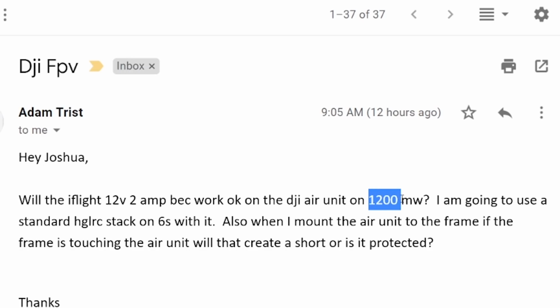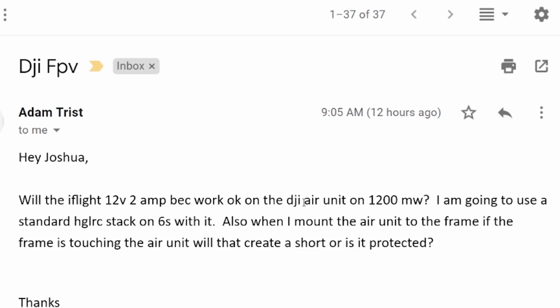So don't assume that because 1200 milliwatts is nearly 2 times as much as 700 milliwatts that the power draw of the Air unit is going to go up. It would be easy to measure it. I just haven't actually done it. Maybe someday I will. But what we've got here is a 12-volt 2-amp BEC, and the wattage of that is volts times amps, or 24 watts.